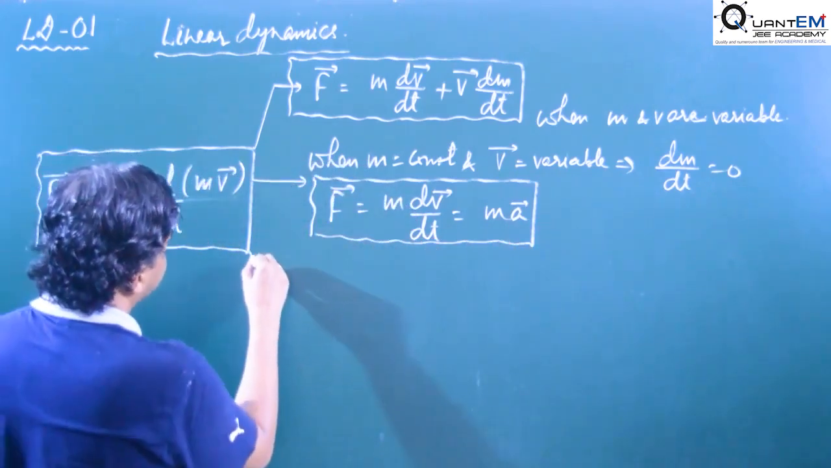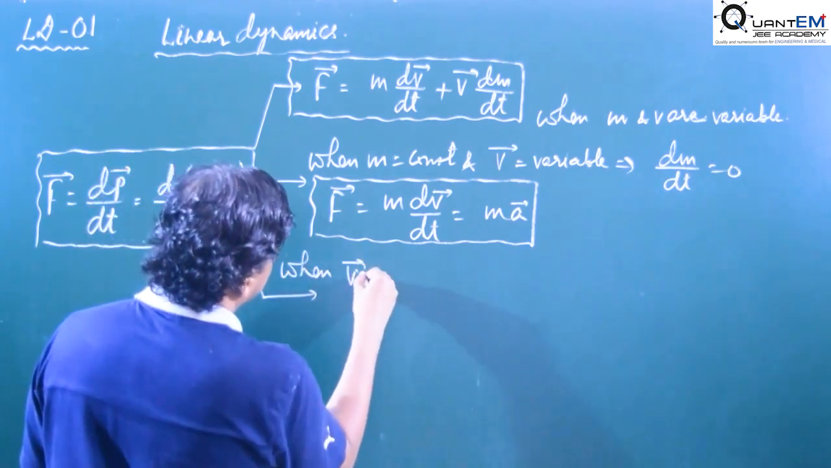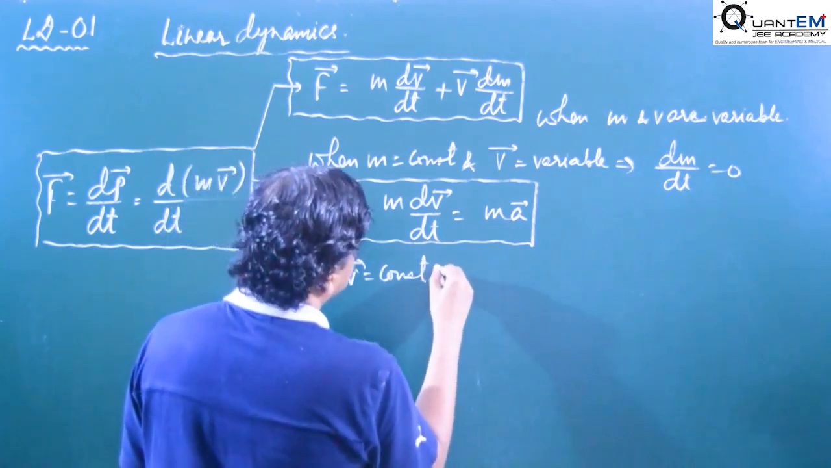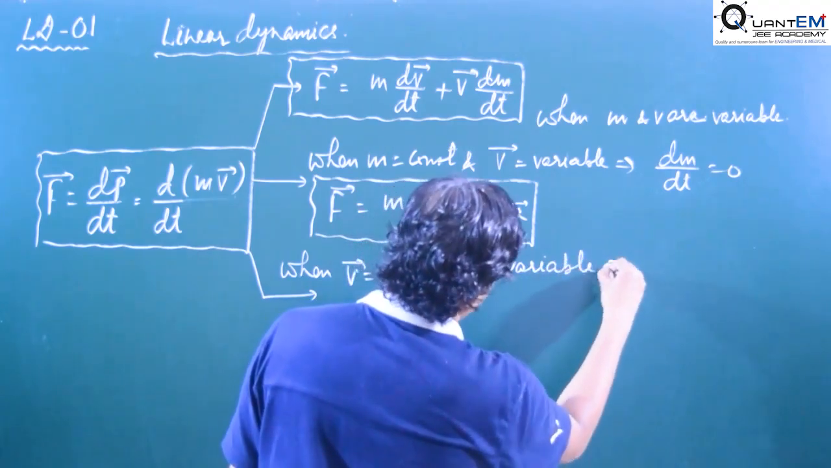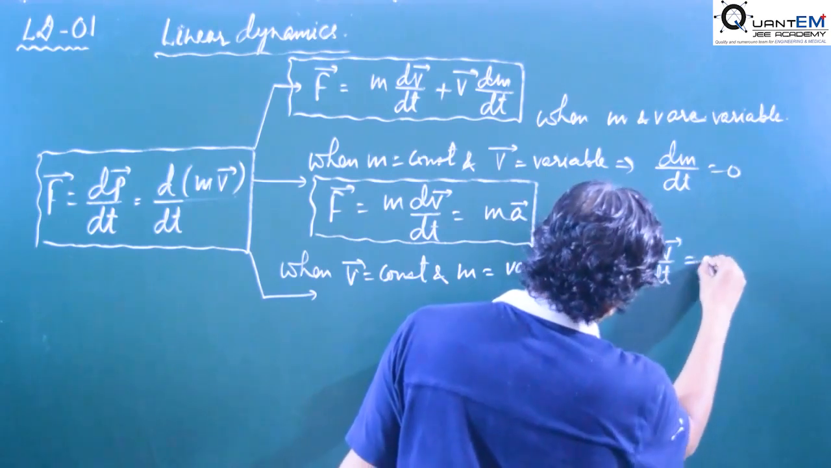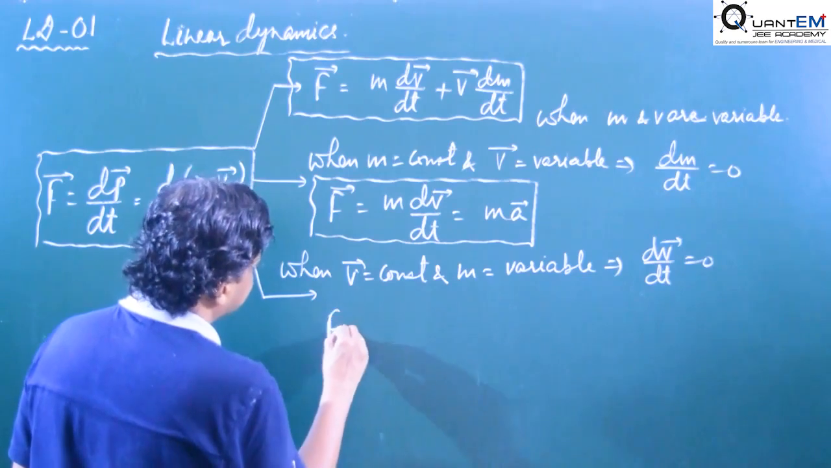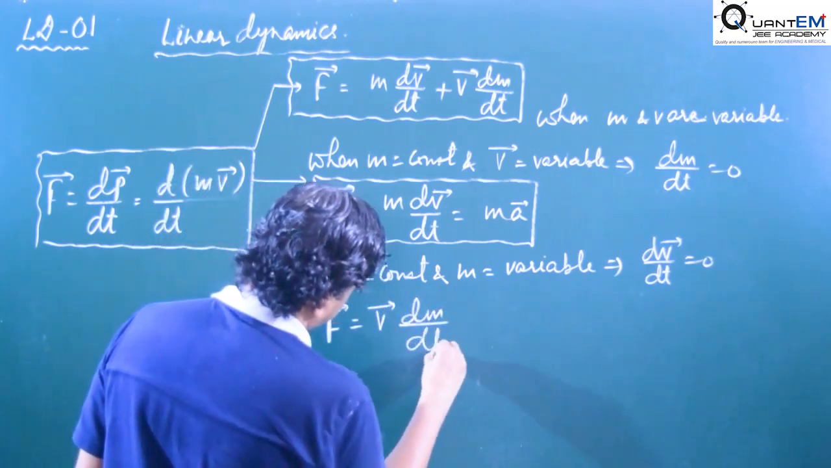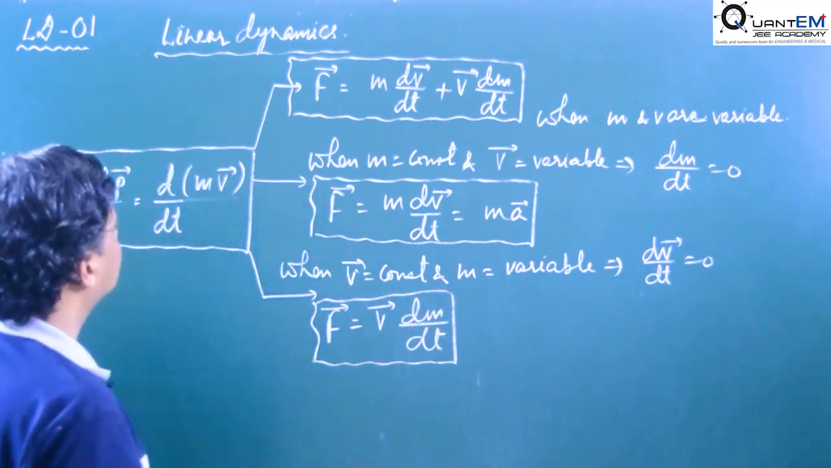And the third part, when velocity is constant and mass is variable, it implies that the rate of change in velocity is 0. Now putting this value 0 here, we get F is equal to v dm by dt. So this formula is valid when mass is variable.